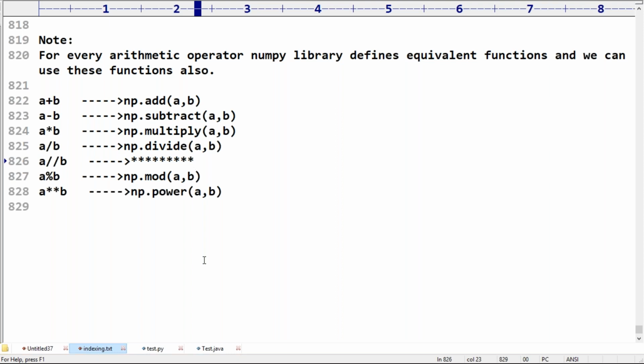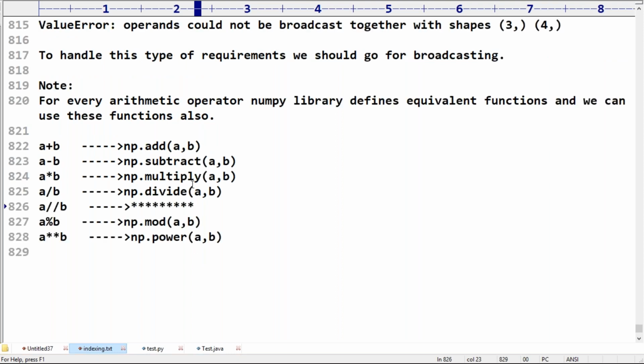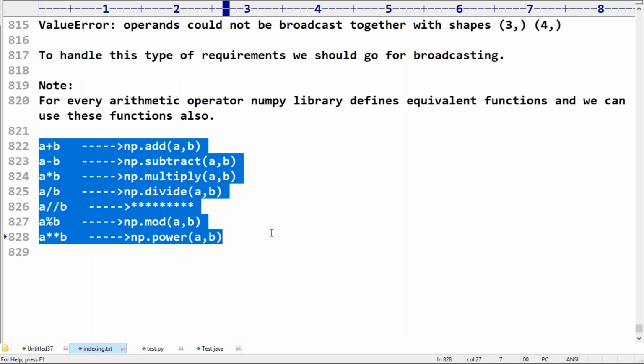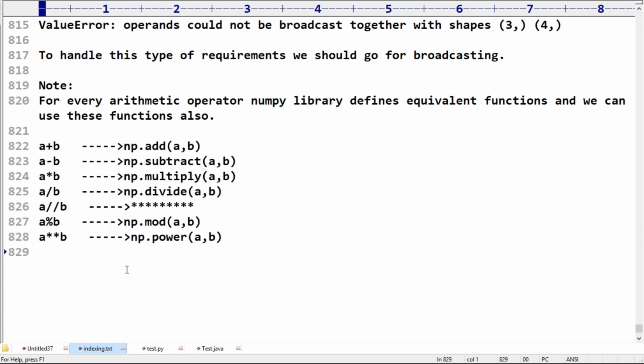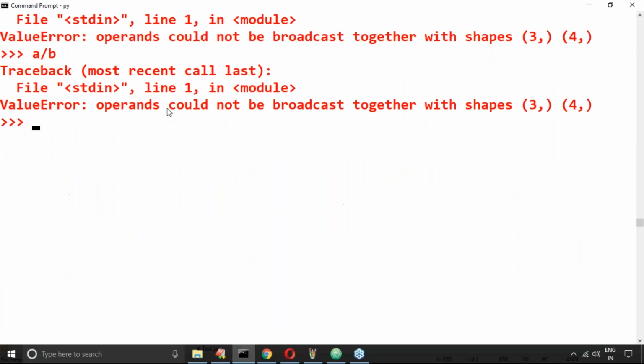Can you please confirm any doubt up to this? For every arithmetic operator, the NumPy library defines equivalent functions. We can use these functions directly. One minute.